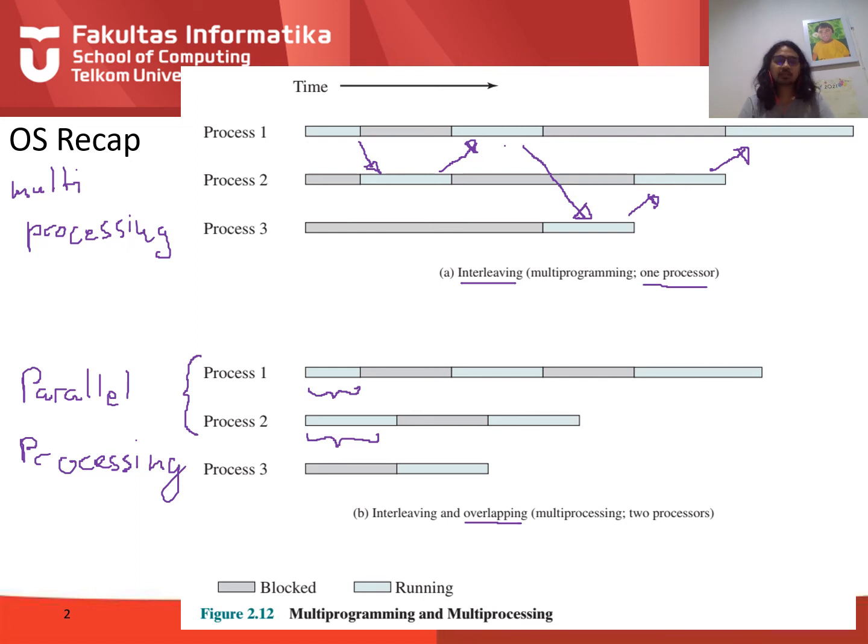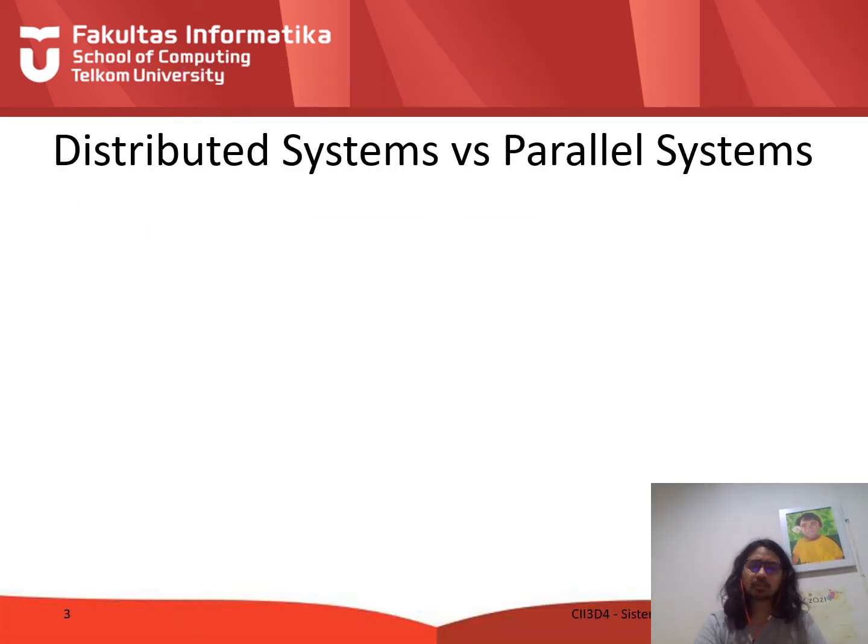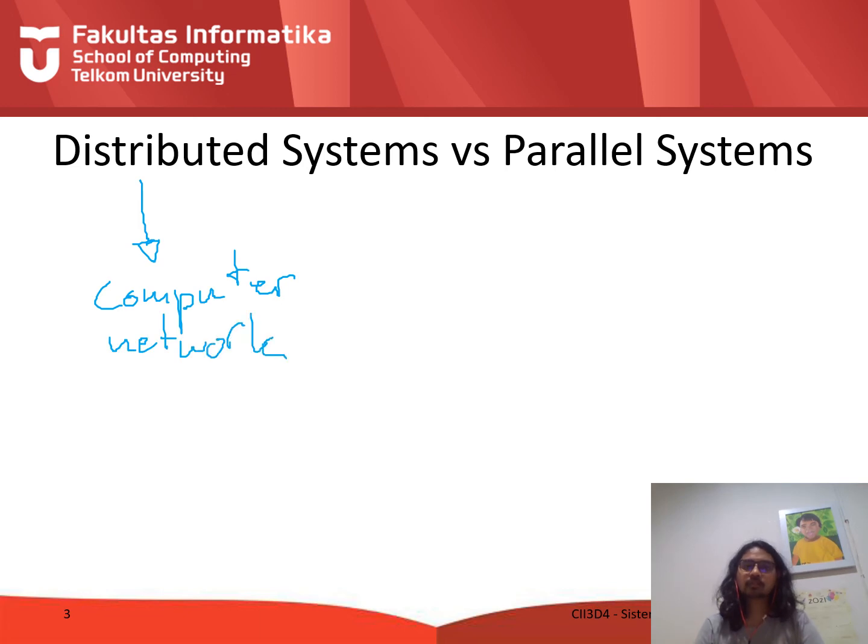In the first half of our semester, we were talking about distributed systems. When we talked about distributed systems, we were actually talking about computer networks, where our system is distributed through the network. But when we are talking about parallel systems, we are not talking about computer networks. We are actually talking about the computer hardware or the processor.